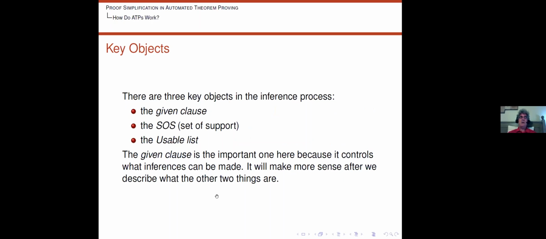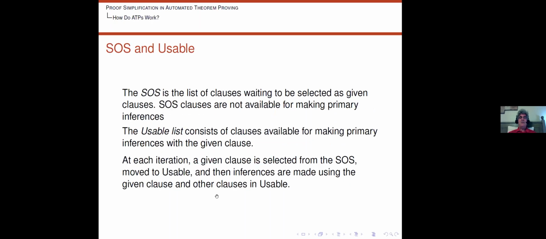I'll explain first what the other two are so that the given clause actually makes some sense. The set of support, you can just think of it as being a list of clauses that is sitting there waiting to be selected as the given clause. They are clauses which have been derived, kept, and now they're waiting their turn to make inferences with. But they just sit there and wait their turn. The usable list is the list of clauses that are available for making primary inferences with the given clause.